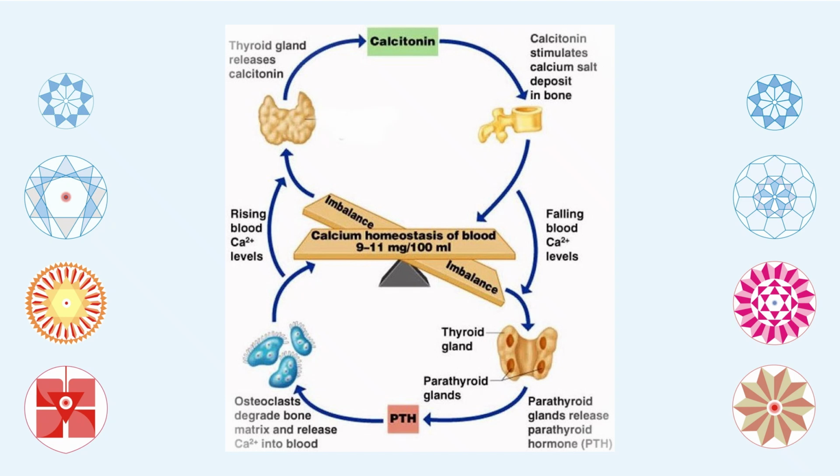I am sure you can understand 10 milligram is this. When it is reduced, what happens? When it is increased, what happens? How thyroid or parathyroid function in the process, whether it is calcitonin or parathyroid hormone, when the bone structure or the osteocyte, all are so interconnected.